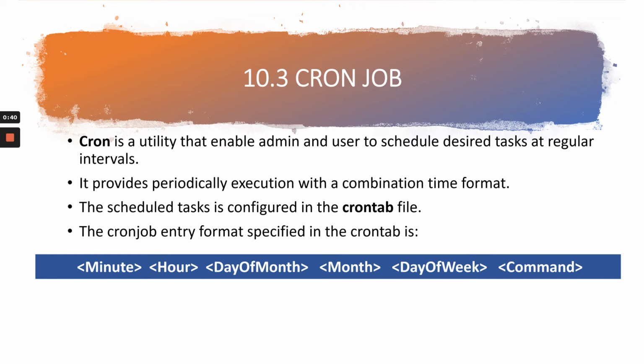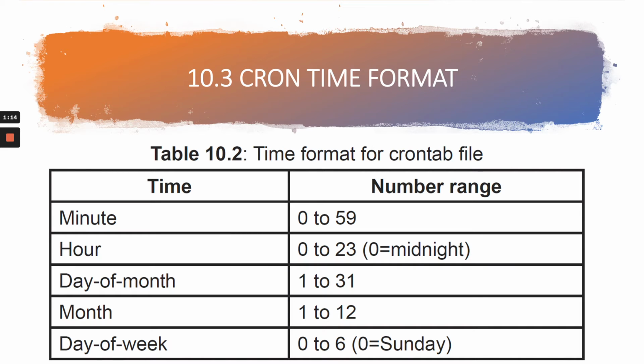later on. The cronjob entry format, which is specified in the crontab file, is like what I have shown here. We have 6 fields. The first field is the minute field, followed by hour, day of month, month, day of week, and then the scheduled command. The first 5 fields, from minutes to day of week, represent the time format of the cronjob entries. Now, let us look at the time format for the crontab file.